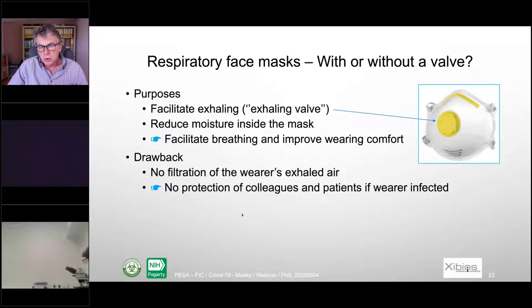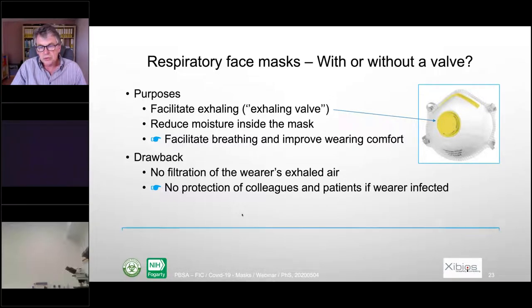It's that there is no filtration of the air which is exhaled by the wearers. It means that if the person who wears the mask is infected, the air that is breathed out will be infected and it will not be filtered. It will go through that valve. So that means clearly that there is no protection of the colleagues and patients if the wearer is infected.